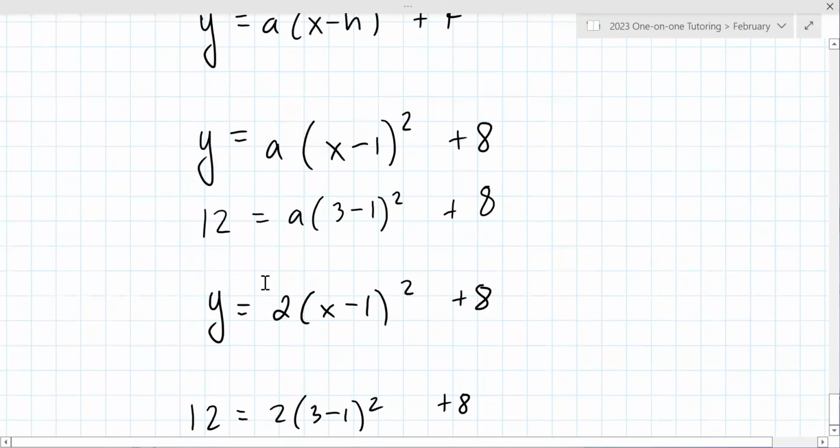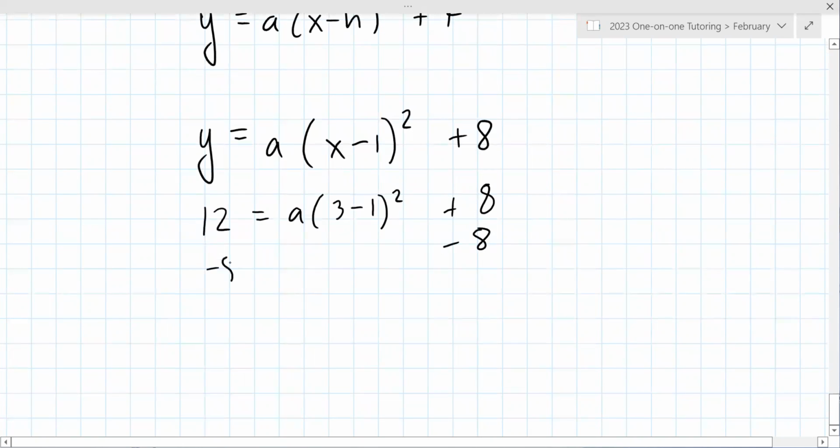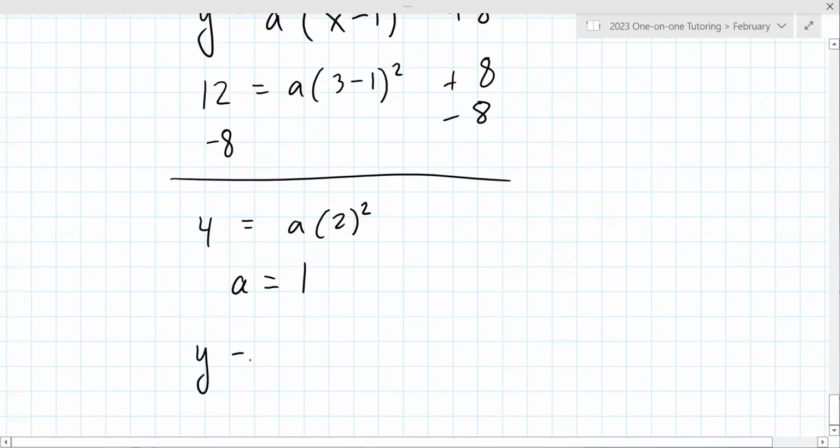No, a is 1. That's what the issue is. Okay, let me back up here. So you're going to subtract 8 from both sides, and you get 4 equals a times 2 squared. 2 squared is 4. So a is 1.